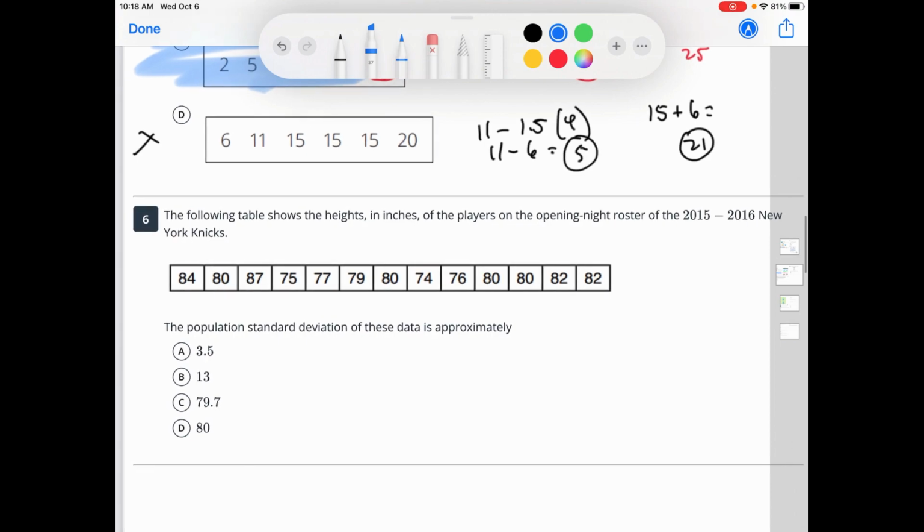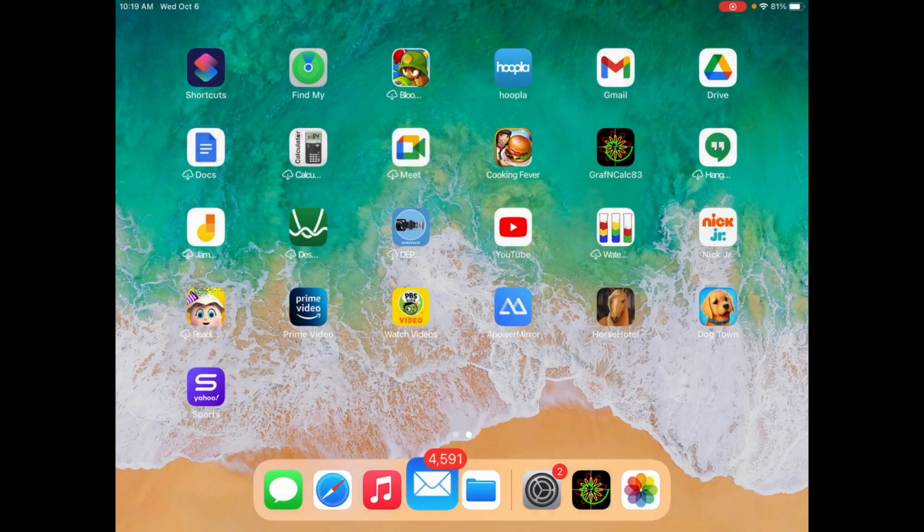Question number 6. The following table shows the heights in inches of the players on the opening roster of the 2015-16 New York Knicks. The population standard deviation of this data is approximately what? Well, I'm not asking you to turn in your work, so you can just put it into your calculator.